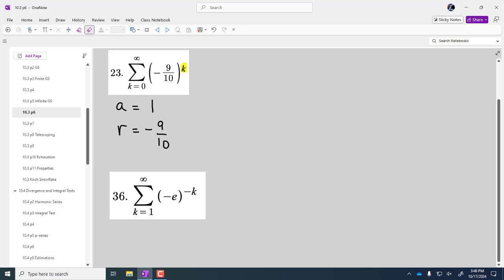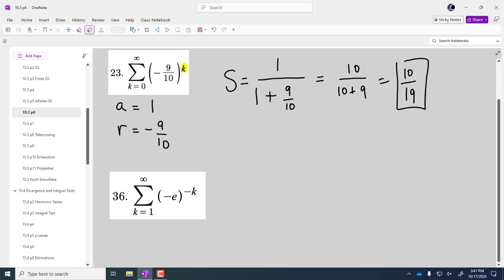You agree? And our formula does not change. It's still S equals A over 1 minus R. So A over 1 minus a negative is plus, so we get that. If you multiply everything through by 10 to clear that fraction, we would have 10/19. So that'll be the sum.